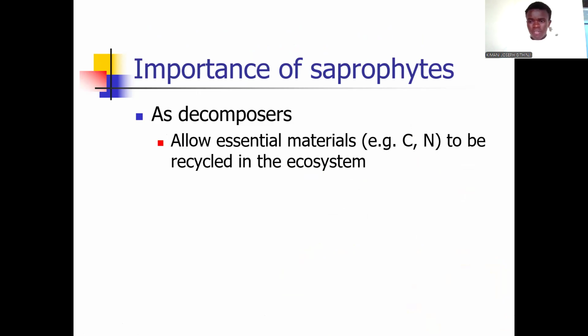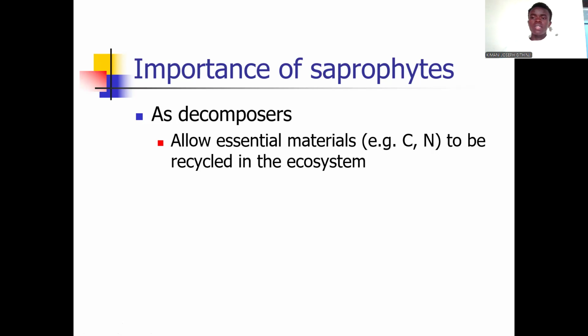Now, the importance of saprophytes. These organisms that feed on dead decaying matter have an importance. One is that they allow essential materials to be recycled into the ecosystem. Remember, when they feed on that dead decaying matter, they break it down, releasing nutrients.